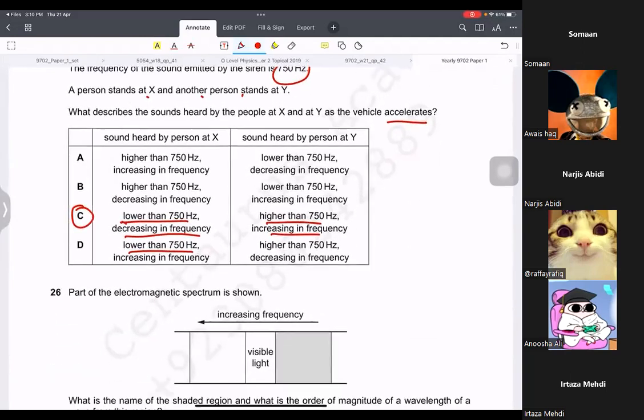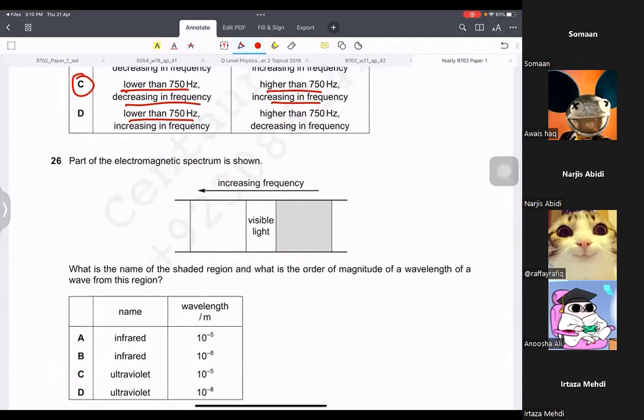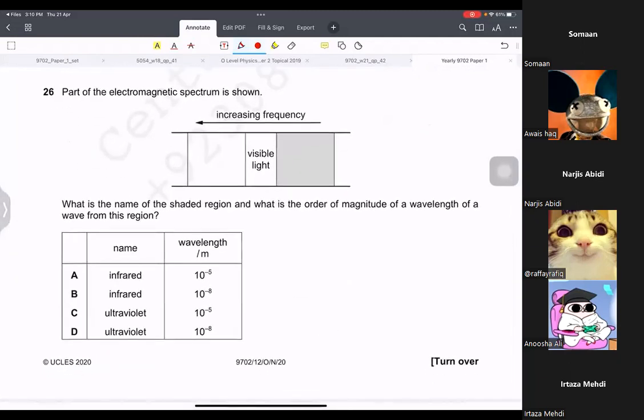That's fine. Now, what is the name of the shaded region? This is, oh my God, this is O level. No, this is not O level. Visible light, infrared. Infrared is somewhere here. Now you guys should learn this, because there's no other way. You could also think that visible light is 10 raised to -7. How could infrared be -8 then?